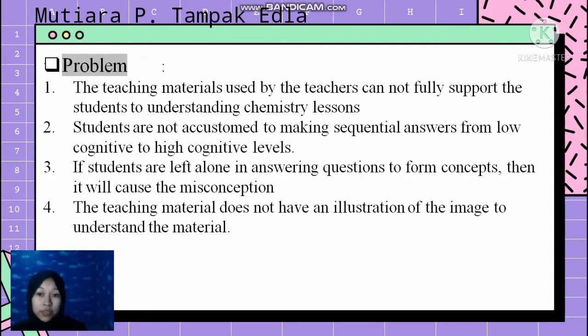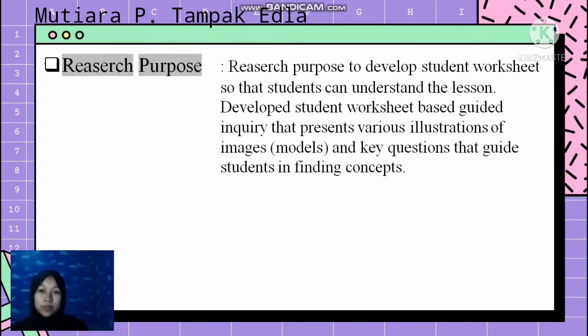Third, if students are left alone in answering questions to form concepts, then it will cause misconceptions. And fourth, the teaching material doesn't have an illustration of the image to understand the material. The research purpose of the journal is to develop student worksheets so that students can understand the lessons.